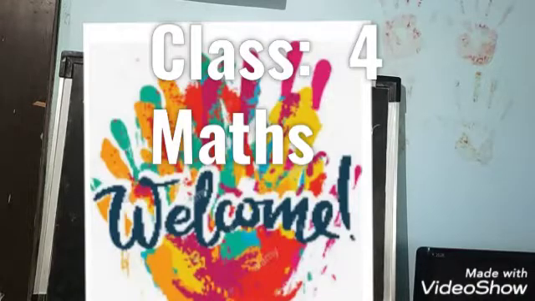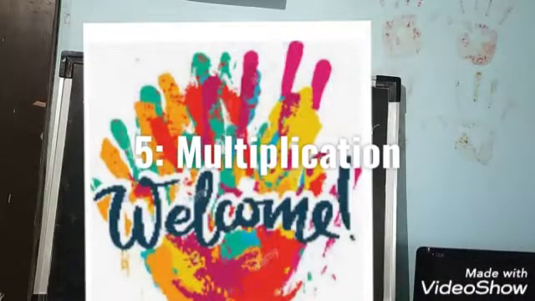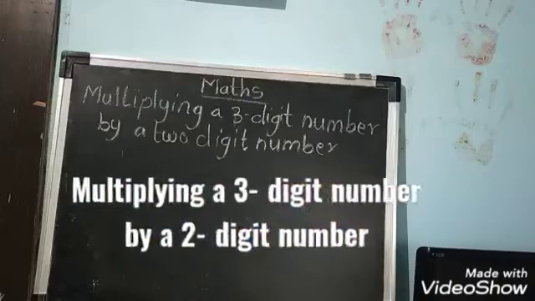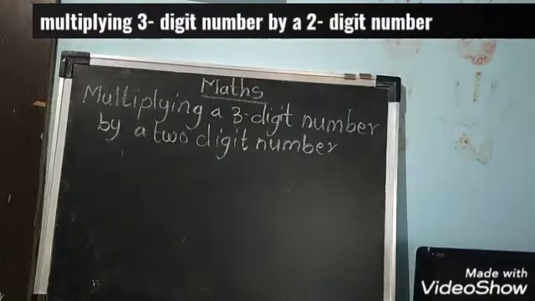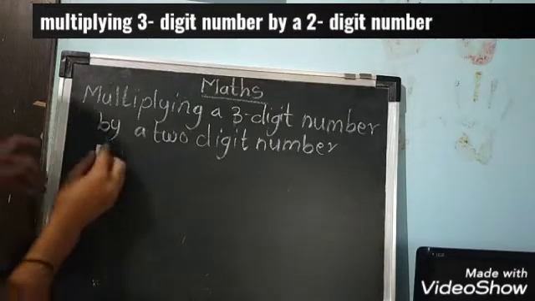Myself Smitha teacher. Students, open your maths textbook page number 31. New point we are going to learn: multiplying a 3-digit number by a 2-digit number. We will solve some examples. See here. Example number 1.